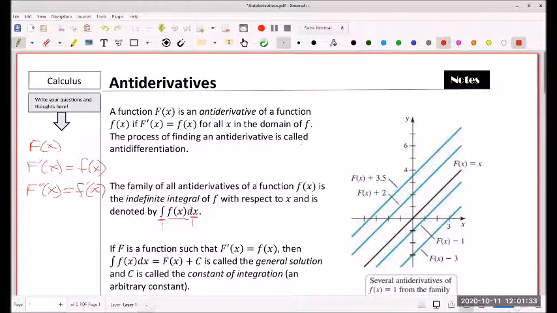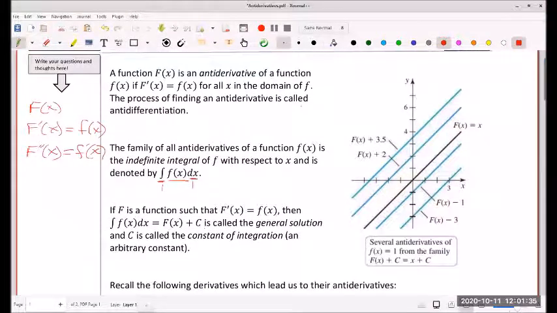In this picture, we have little f of x is equal to 1, and big F of x, the antiderivative of 1, is x, because the derivative of x is 1. But we add this constant because the derivative of that constant is 0. So we can have x plus 3.5, 2, 0, minus 1, minus 3. They all have the same derivative, right, which is 1. Right? They all have a slope of 1.